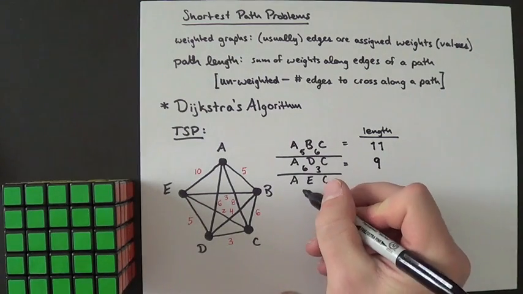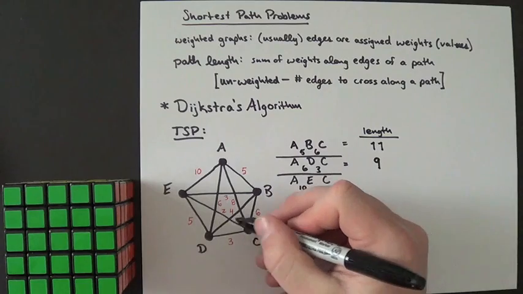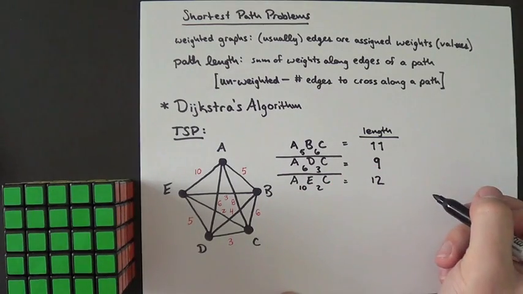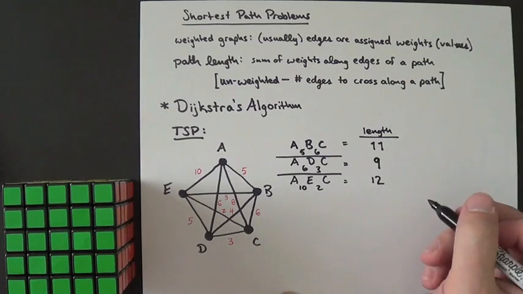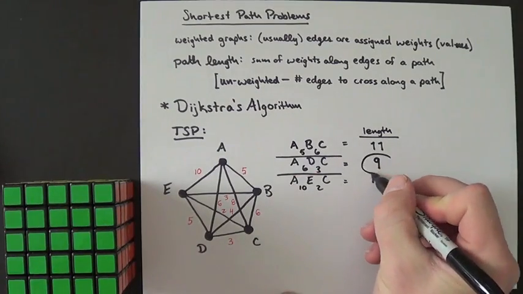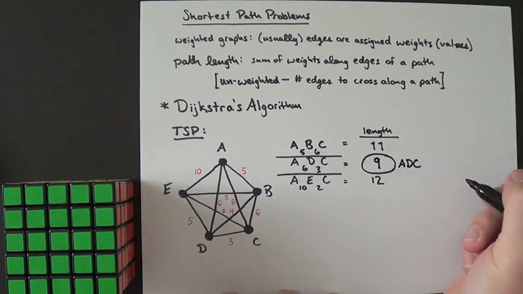And finally A to E is 10. And E to C is 2. So this has length 12. So the shortest path through one other vertex from A to C would be the path A, D, C.